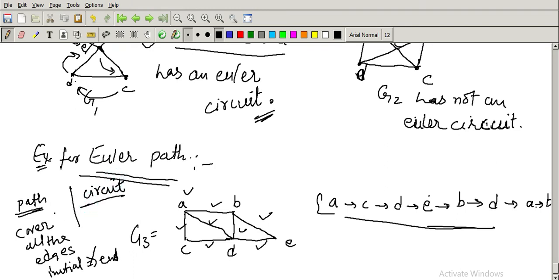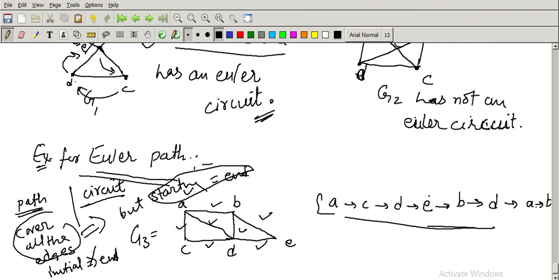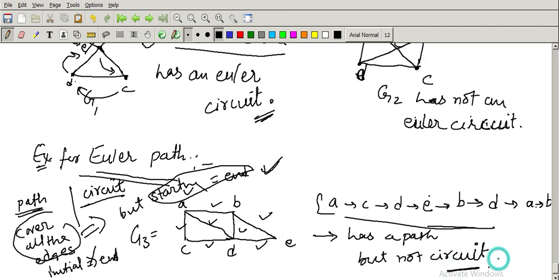the definition is the same, you have to cover all the edges, but your starting vertex and ending vertex will be the same. So that's why we are saying that it has a path, but not a circuit, because for a circuit there is a necessary condition that when you start from a vertex, you must end at that particular vertex after covering all the edges. So it's not the case here. I think this concept is very clear to all of you.